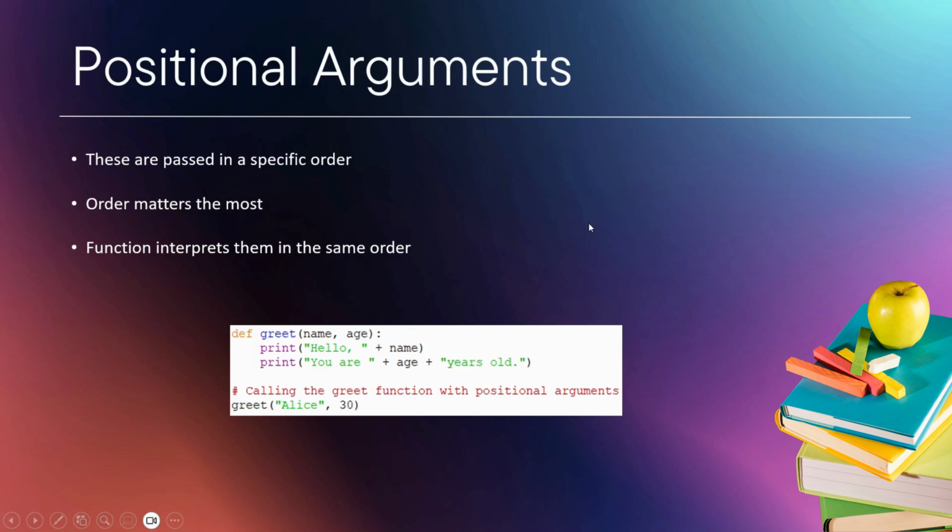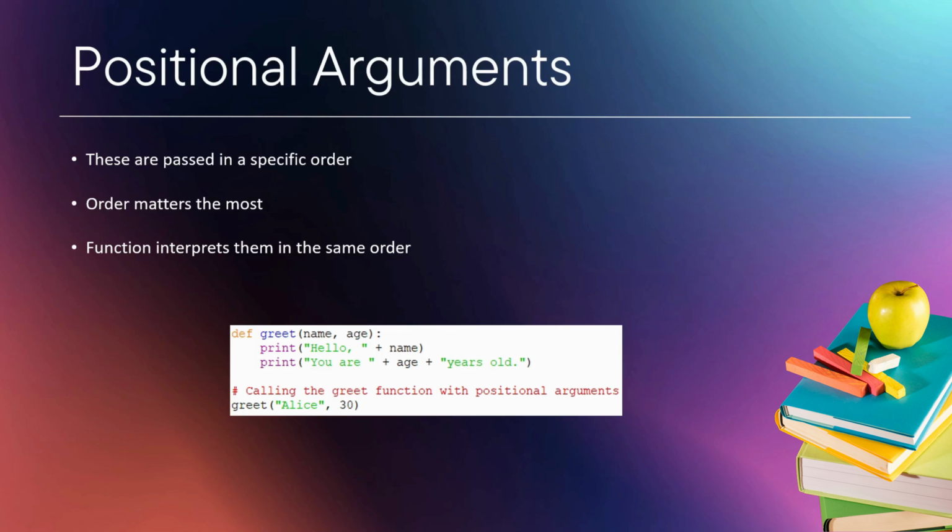So let's see. Positional arguments are passed in a specific order. Order matters the most. If we do not use the correct order, the function might not work correctly. In fact, it will not work correctly. And the function interprets them in the same order. So let's say I have a function called greet. It has two parameters. It takes two arguments, name and age. And what the function does is that it prints hello, name, and then it says you are age years old.